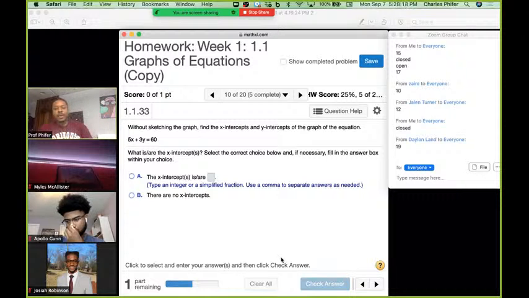Without sketching the graph, find the x-intercepts and y-intercepts of the graph of the equation. Okay. Let's write this one out. So let's take some notes. Let's see, my pen is somewhere.